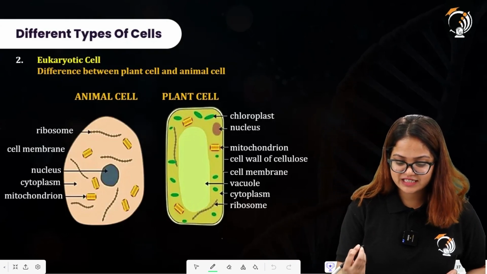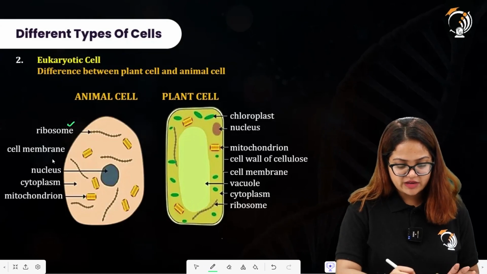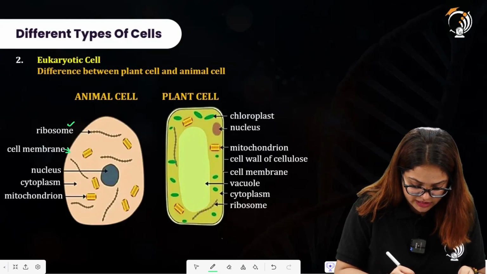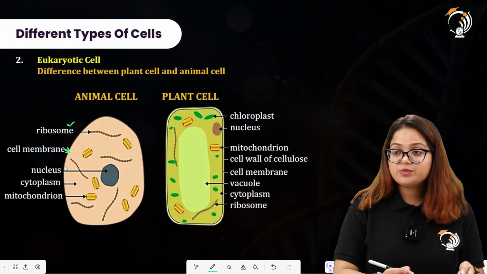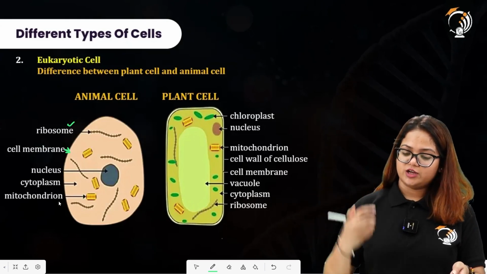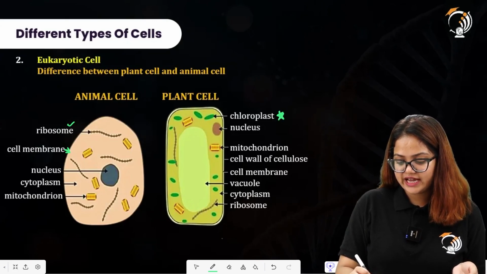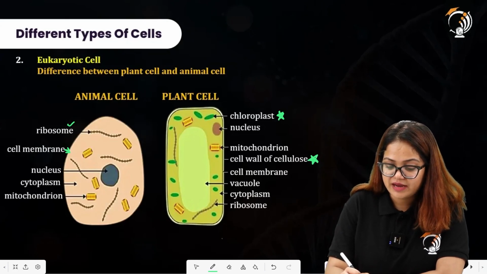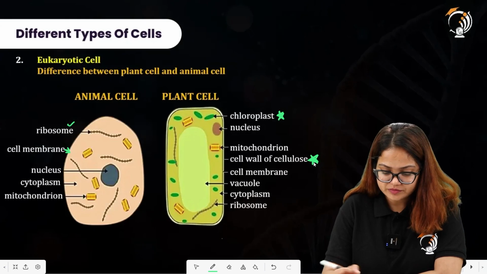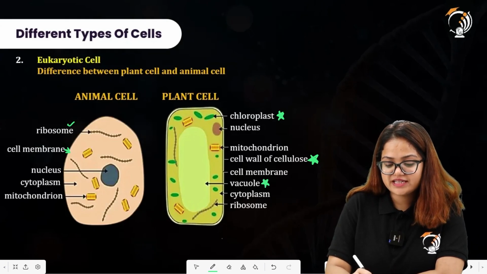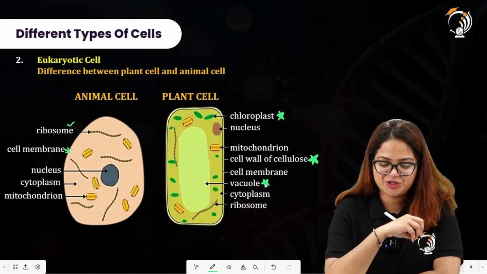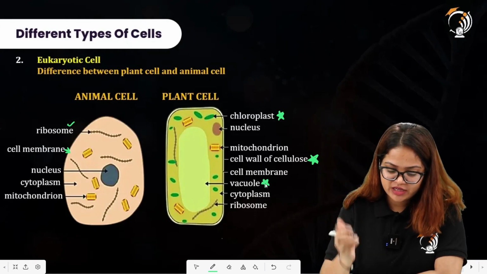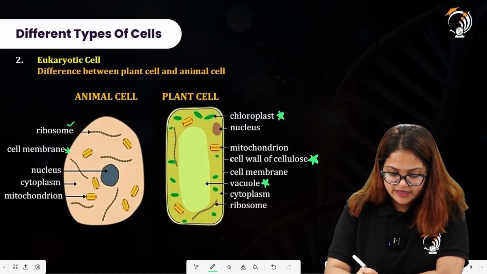The difference between the plant cell and animal cells: here we have the ribosome, here we have the cell membrane. It is not clearly mentioned that this is the cell membrane, so let me mention here. Nucleus is there, cytoplasm is there, mitochondrion is there. Then we have chloroplast, which is not present in the animal cell. Then it has a cell wall of cellulose, which is also present in plant cell only, not found in animal cell. Vacuole is there, so vacuole occupies 70 to 80% of the cell volume in plant cell, and animal cell may or may not have the vacuole. Cytoplasm, ribosome, so alright.